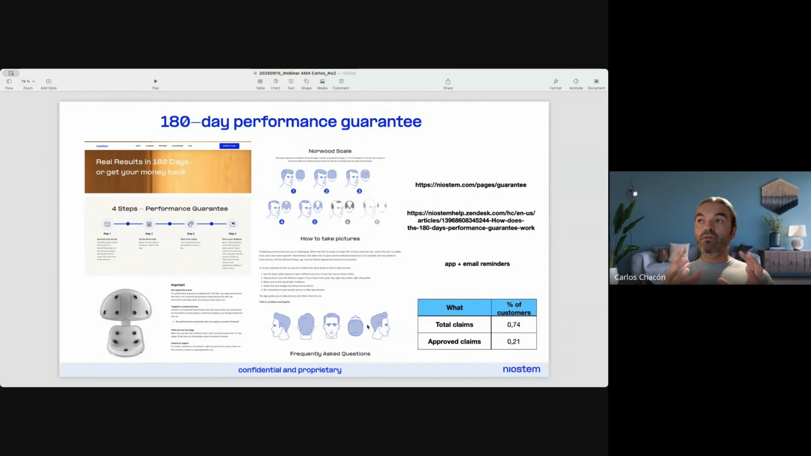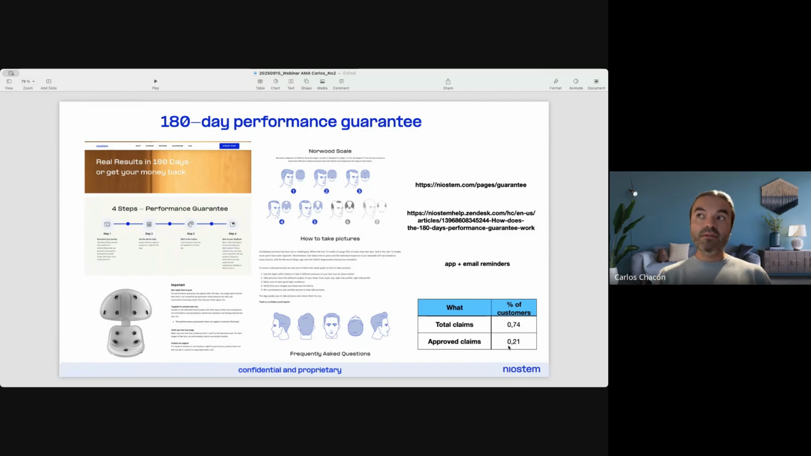Just to show you, I don't have to do this, but I want to be very transparent with our community. You can see on this slide that, from all our customers, the number of total claims is 0.74%. And you can appreciate this is very low. And of those, 0.21% are approved claims.